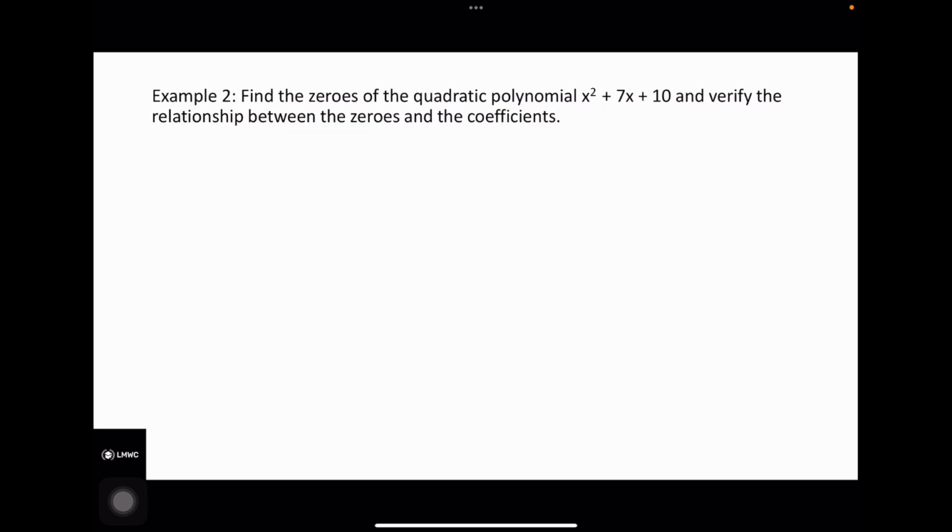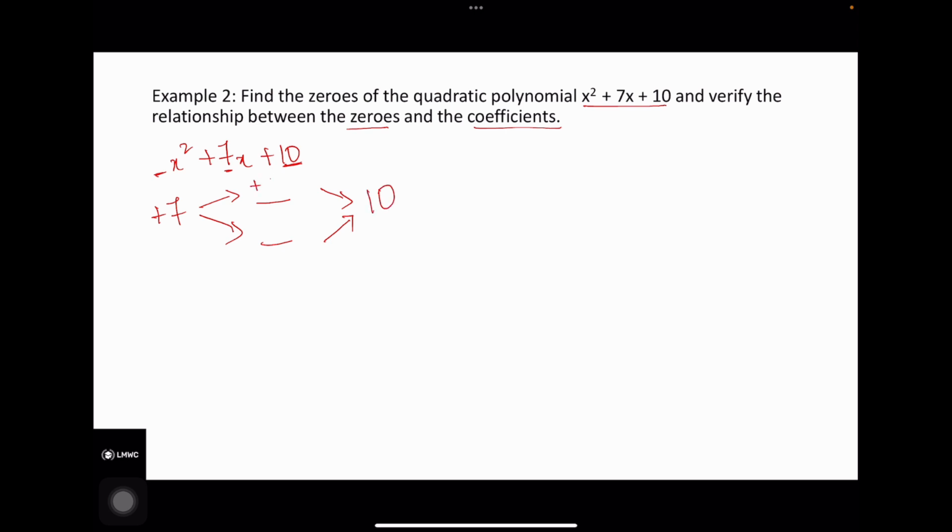In the second question, we have to find the zeros of this quadratic polynomial, and after finding the zeros, we have to find the relation between the zeros and the coefficients. So we are going to use the middle term split to find the zeros of this quadratic polynomial. In the middle term, I can find the coefficient as positive 7. So I am going to split this positive 7 into two numbers which add up to plus 7, and the same two numbers, if I take the product, I have to get the product of this 10 and the coefficient of x squared, which is 10 times 1 is 10.